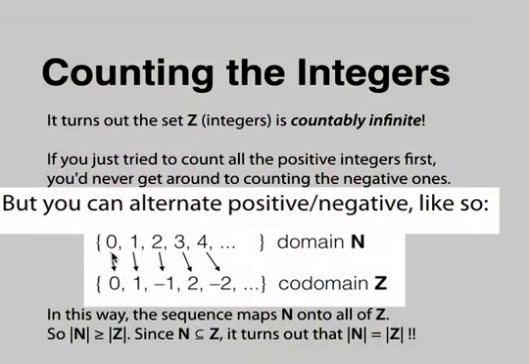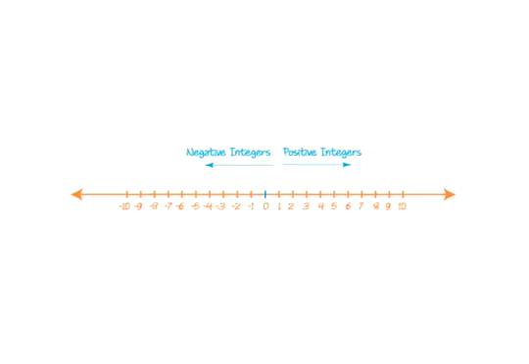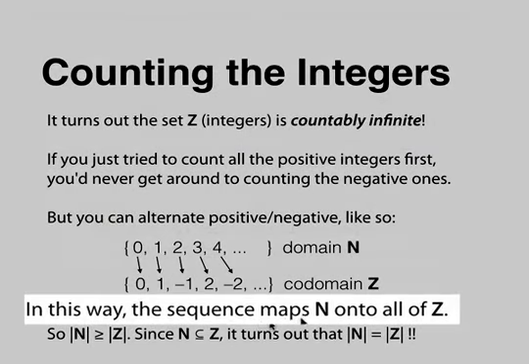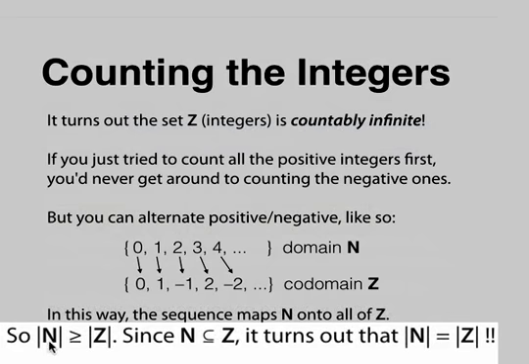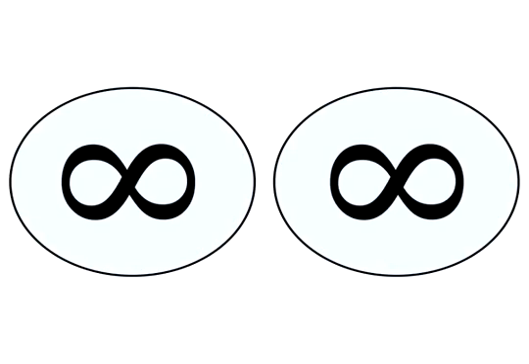So we've been able to map the natural numbers onto the integers. Or, put another way, we've been able to make a sequence of integers that is onto. It covers all the integers. So in this way, the sequence maps the natural numbers onto all of the integers. So natural numbers are at least as big as the integers. But since natural numbers is a subset, they're at most as big as the integers. It turns out that natural numbers and integers are sets of the same size. They're both infinite. They're both countably infinite.